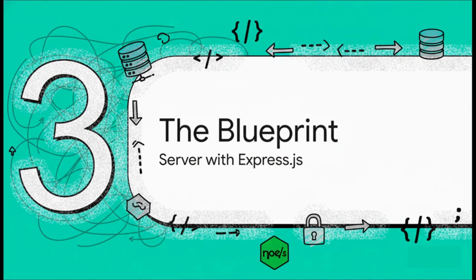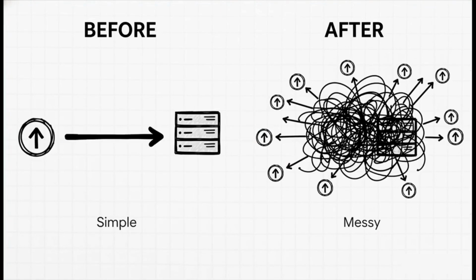Okay, so we've got our tools. Now what? Well, now we need a blueprint. We need a plan to build our application efficiently so we don't get totally lost in the details. Now, you could absolutely build a web server using just that core HTTP module we talked about earlier. People do it. But, and trust me on this, as your application grows, trying to manage all the different URLs, we call those routes, and handle all the incoming requests, it can get really messy really fast.